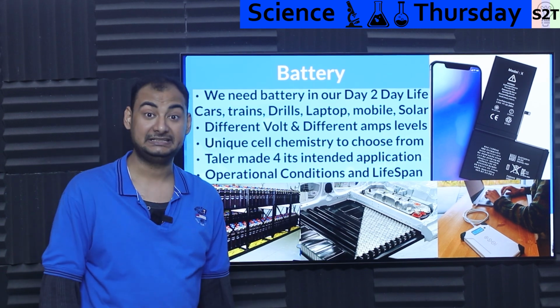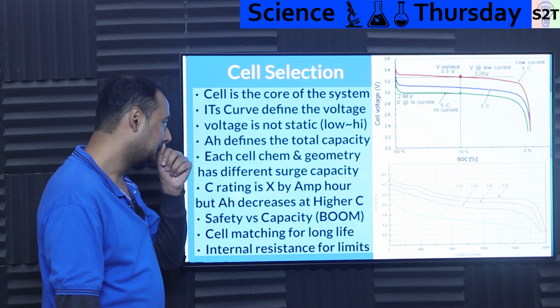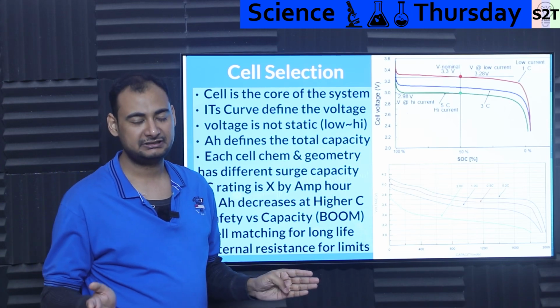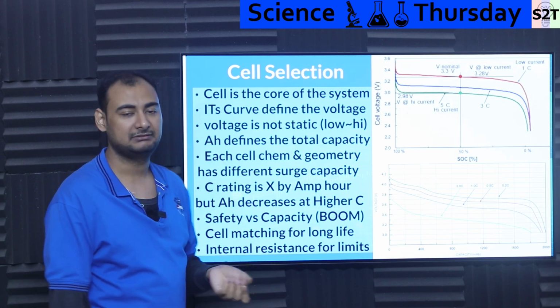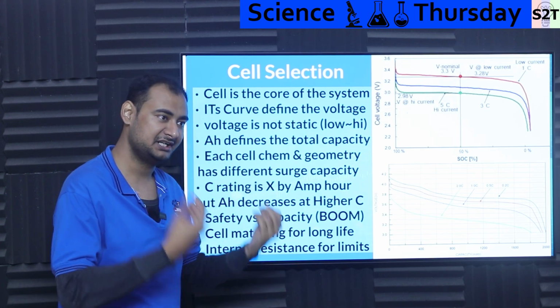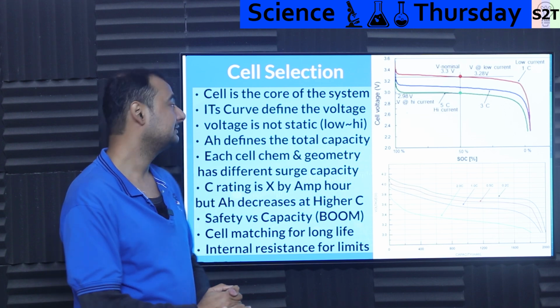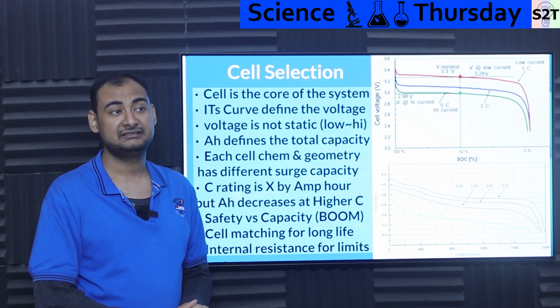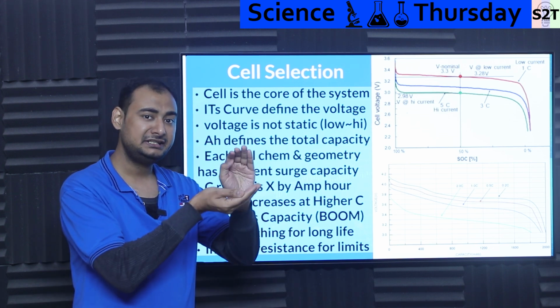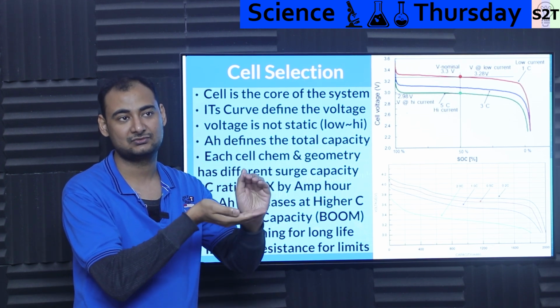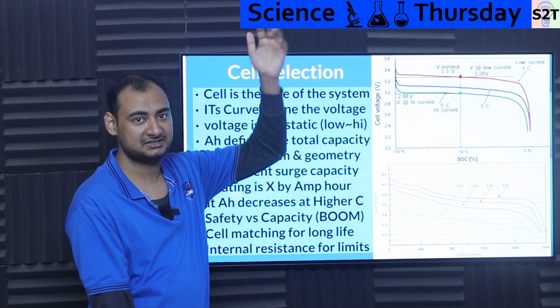So this is the battery ecosystem. Now, the first step before you get anything done, this is where you start: cell selection. The cell is the same as the building block of life. The cell is the building block of batteries, and the cell is the core of the system, meaning the voltage is always decided by the cell. It does not matter whether you have a tiny lead acid battery that is 2 volt, or a submarine battery that is still 2 volt.